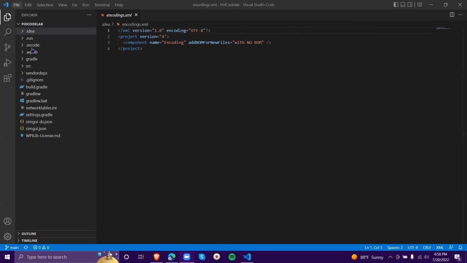Oh, weird. Where's the WPI thing? Yeah, let's go with the Control-Shift-P option, I guess. Let's see if that works.